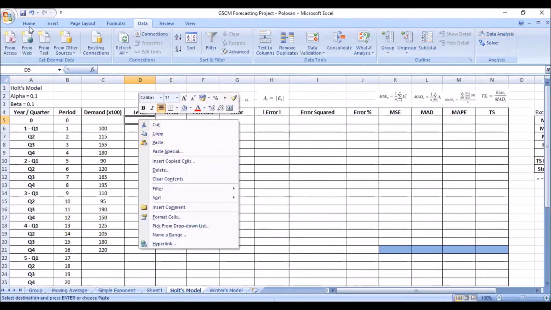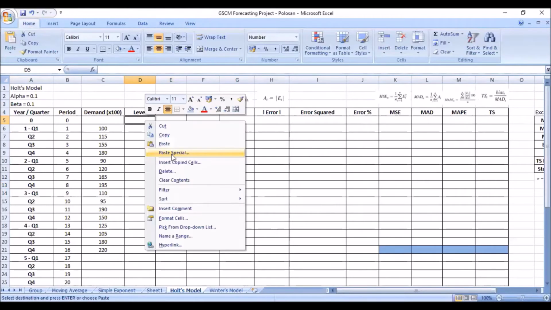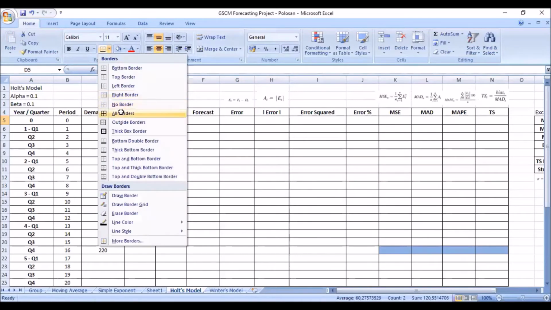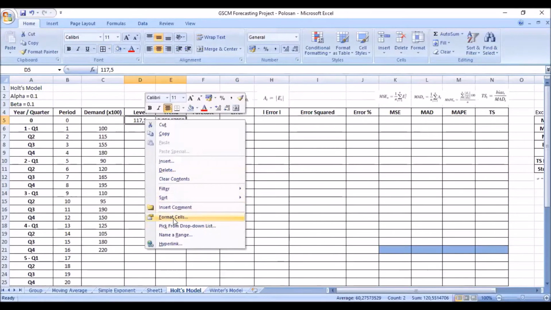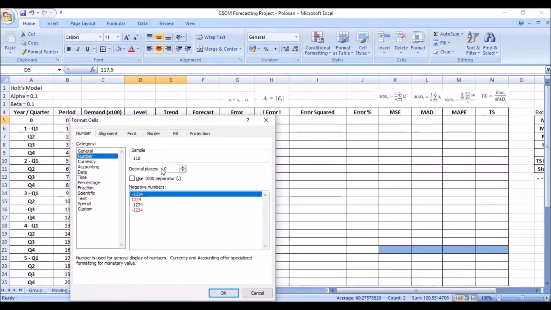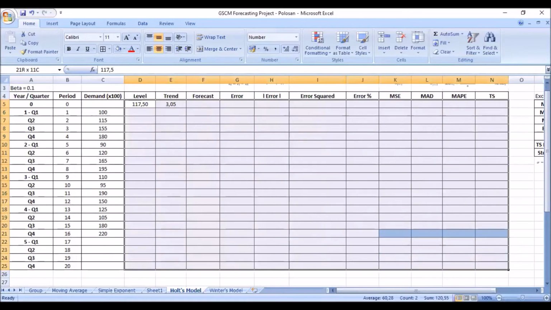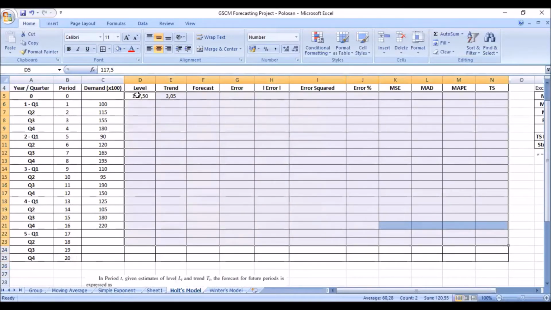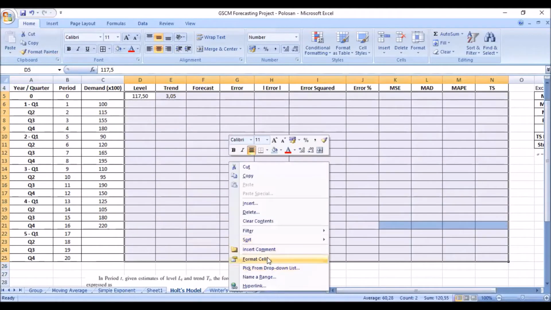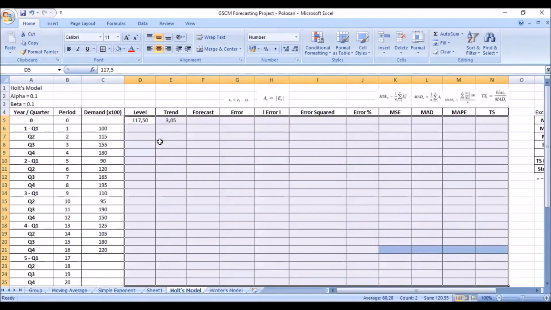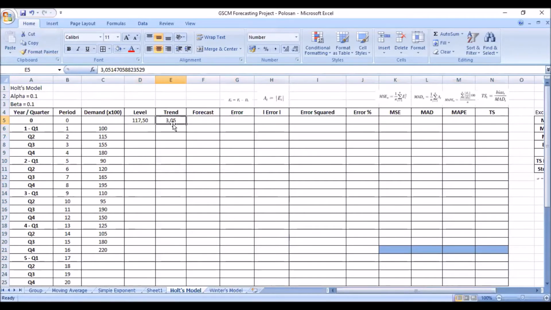Remember to use Paste Special instead of the normal paste to copy it quickly, and just use the transpose option. And don't forget to center it and maybe add a border to the cells. And remember, never forget to format your cells to 2 decimal places for all cells, so it will be easier to understand and can give more accurate results. You can do it by right clicking, Format Cells, Number, and putting 2 decimal places. And then we're just going to find the level and trend.